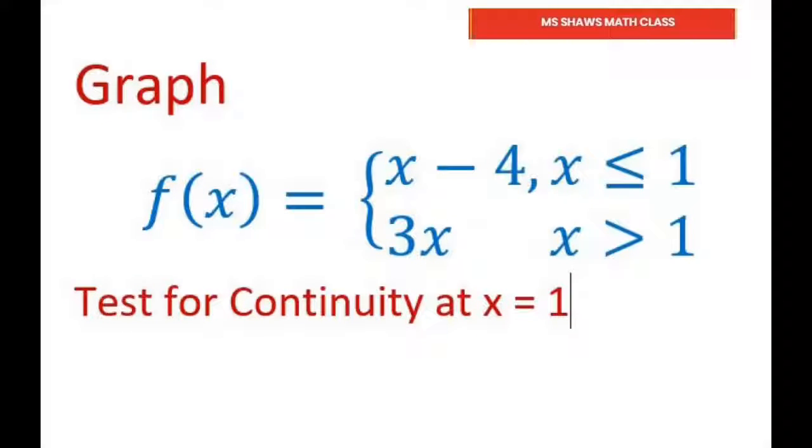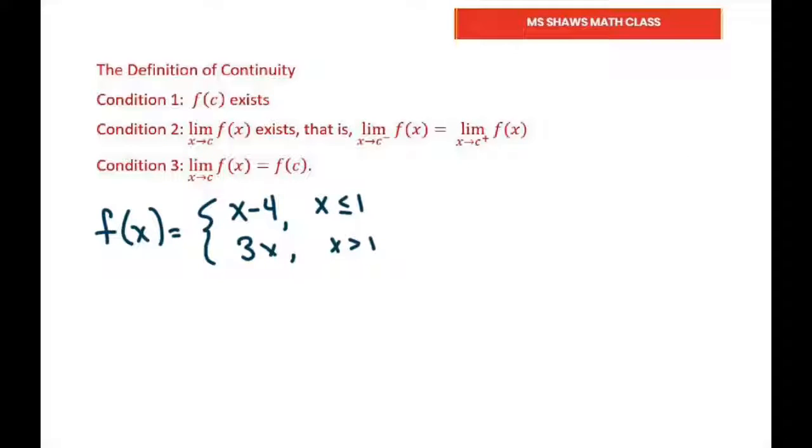Hi everyone, we're going to graph this function and test for continuity at x equals 1. This is a piecewise function, and the first thing we're going to do is test for continuity. This is the definition of continuity, and it has to meet all three conditions for it to be a continuous function. So we're going to test the first condition.